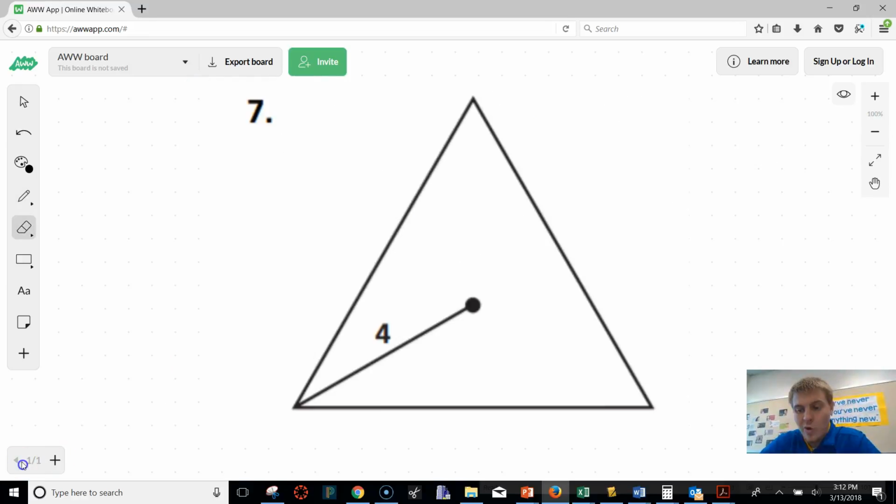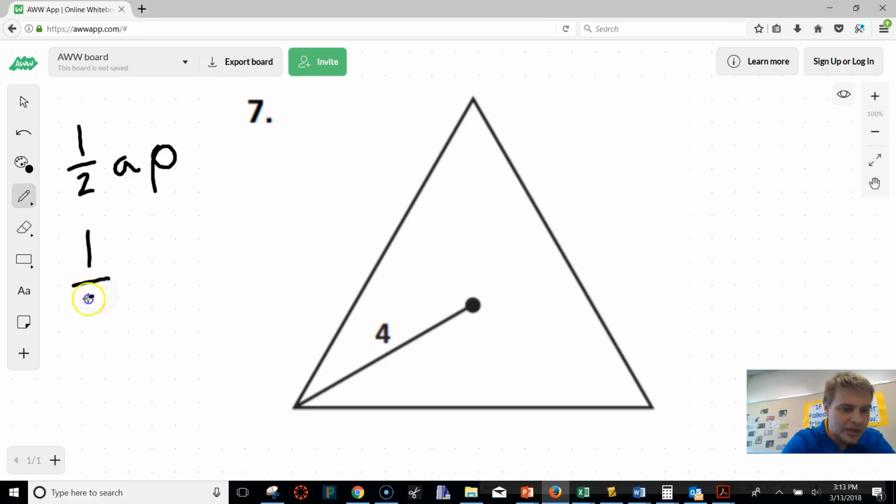Let's try another example. Okay, so now what they wanted from this thing is the area. And the only way I know how to find the area of this is 1/2 apothem times perimeter. The nice part was they gave me the apothem. And the apothem is 4. So we're already halfway there. So all we have to do now is find the perimeter.